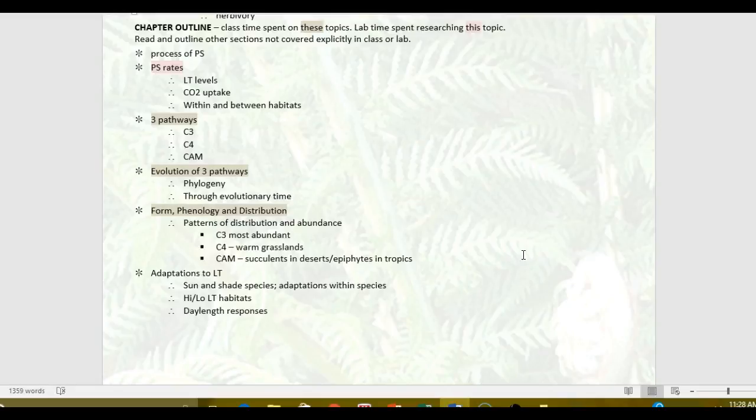If you remember from photosynthesis, or from botany, when we studied photosynthesis, I showed you some microscope slides looking at the differences in structure of a sun plant versus a shade plant. So we'll revisit a little bit of that. High and low light habitats and day length responses. Things that we'll be paying attention to.